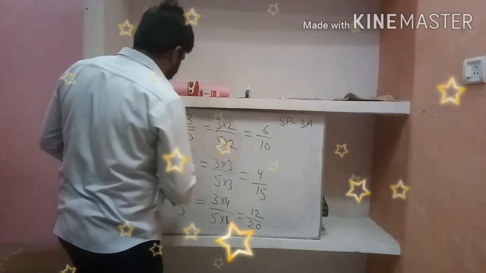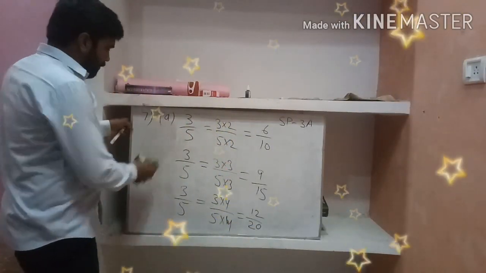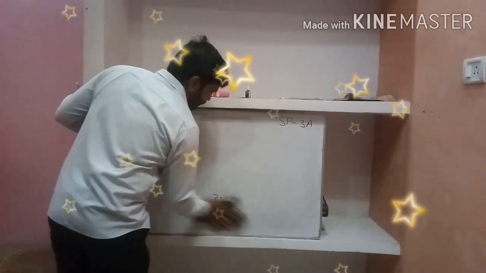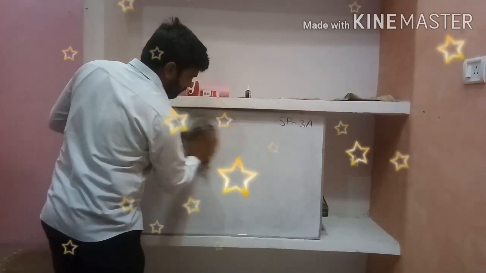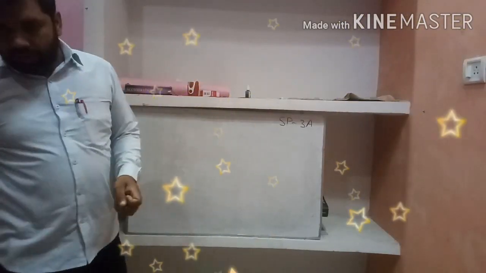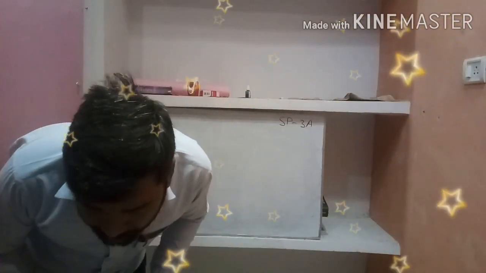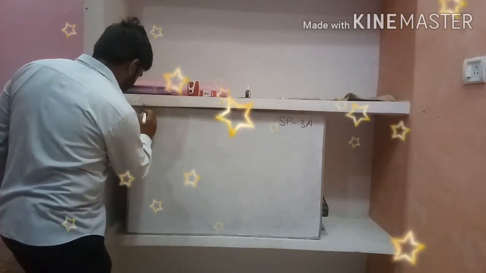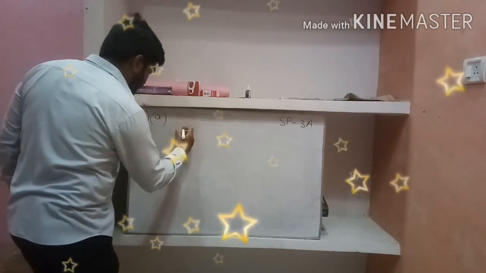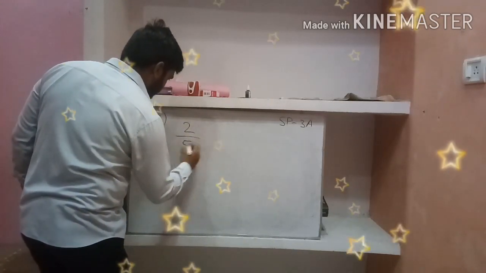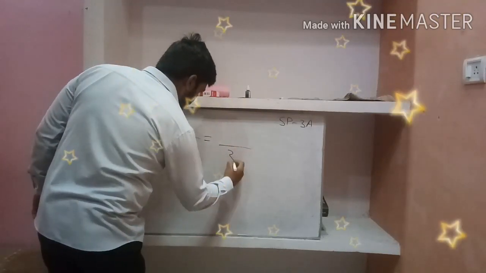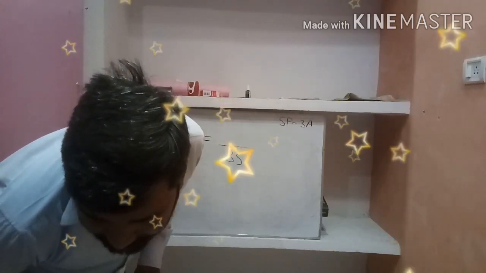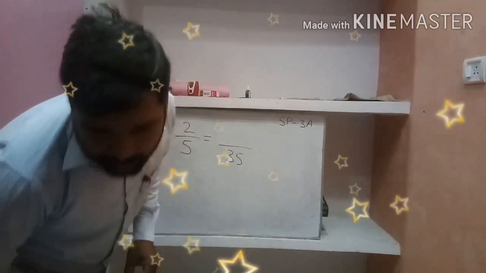Now we move on to the next question, question number 8. Express 2 by 5 as a rational number with a denominator 35. Question 8a. This is also an equivalent fraction.